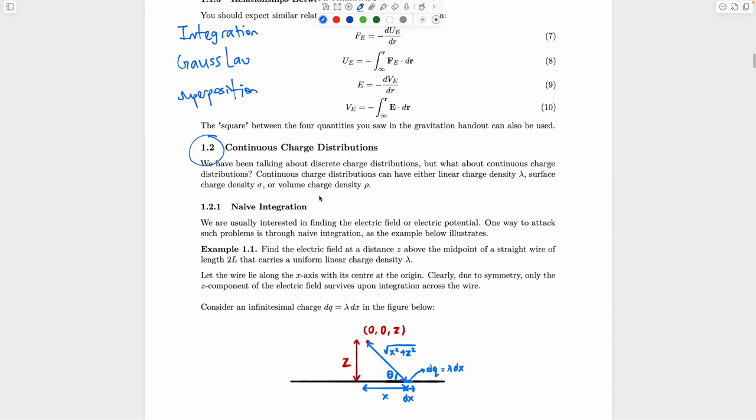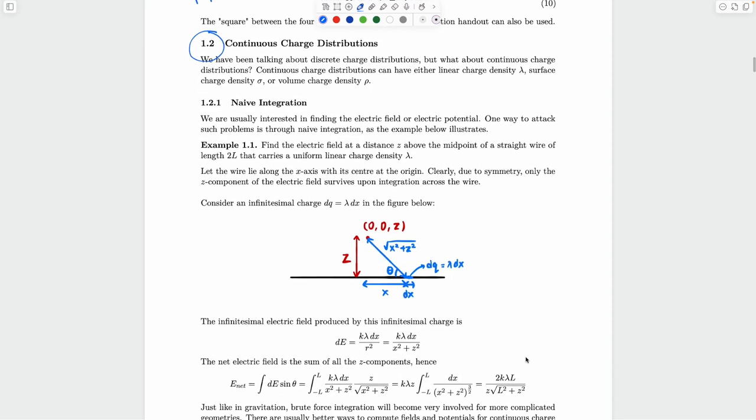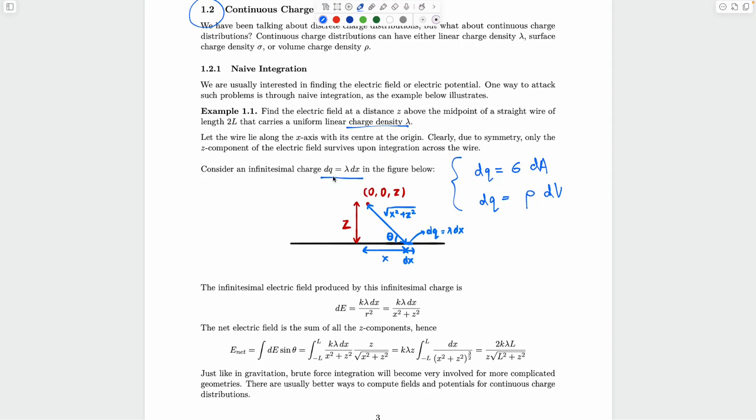For the brute force one, it's literally just integrating. You'll start by finding an expression for dq. If you are given linear charge density, like for example over here, then you will write dq equals lambda dx. If you are given area charge density, then you'll write dq equals sigma dA or dS. And if it's volume charge density, you'll use rho dV. Usually you'll write it in these forms first, and then you integrate over all the charges to determine the electric field at a point.